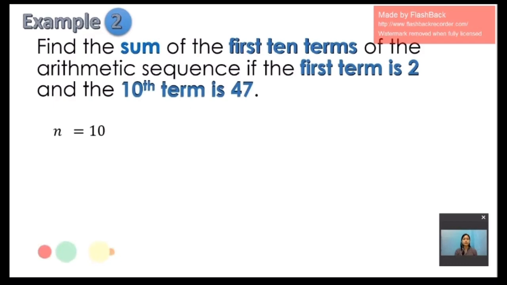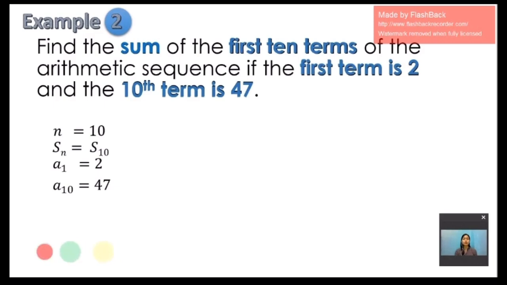Given that n is 10, s sub n is equal to s sub 10, a sub 1 is 2, and a sub 10 is 47. So we have the first term and we have the last term, we have the value for n. So how are we going to find s sub 10? Which formula can be used to solve this problem?